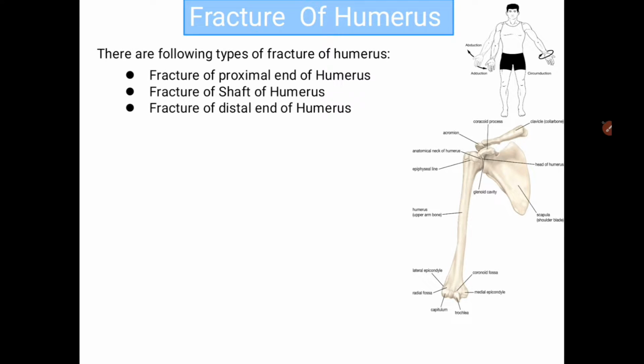To identify which end is the distal end and which one is the proximal end, let us consider a central point on the humerus. The end that is away from the central point will be the distal end, and the end that is before the central point will be the proximal end. Okay.